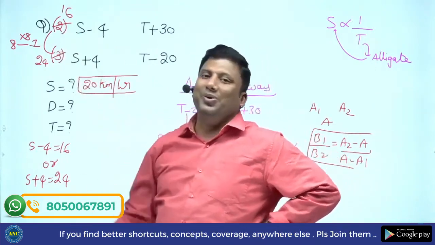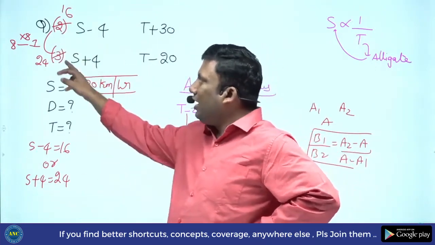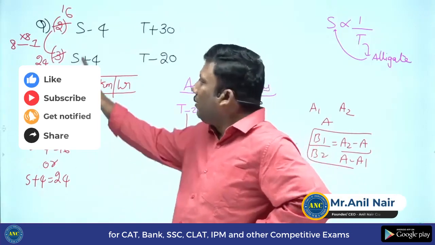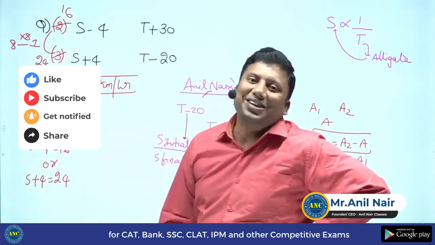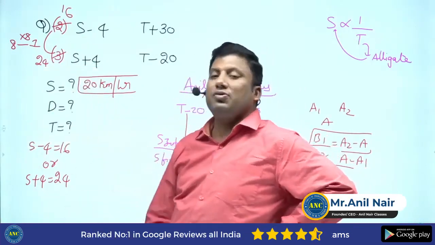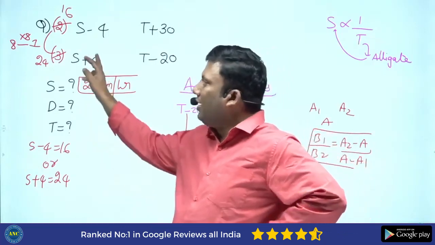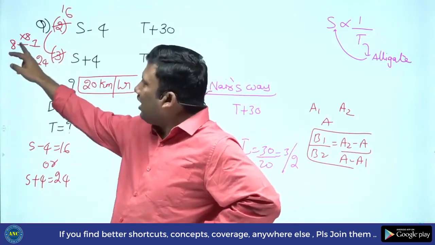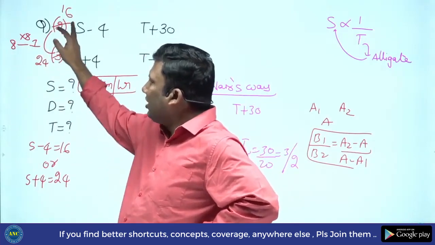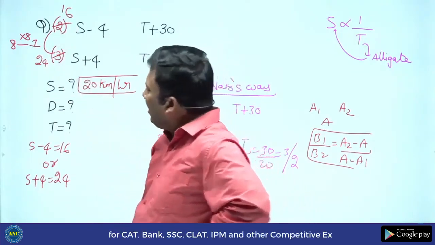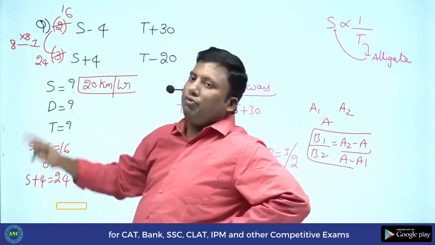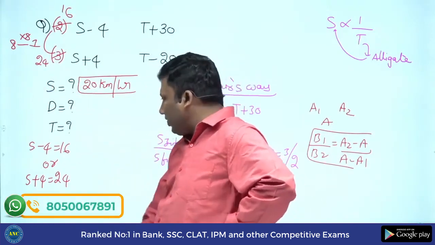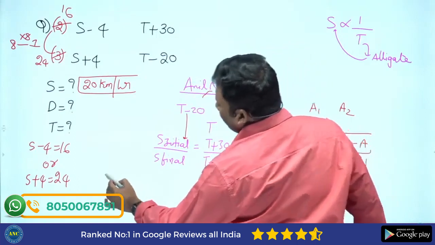3 and 2, what is the difference? 1. But according to the question, what is the difference in the speeds? S plus 4 minus S minus 4. The difference is 8. 1 is becoming 8. 1 8 is 8, 2 8s are 16. S minus 4 is 16, so S will be 20. S plus 4 is 24, so S will be 20. Now it is easy, sir.